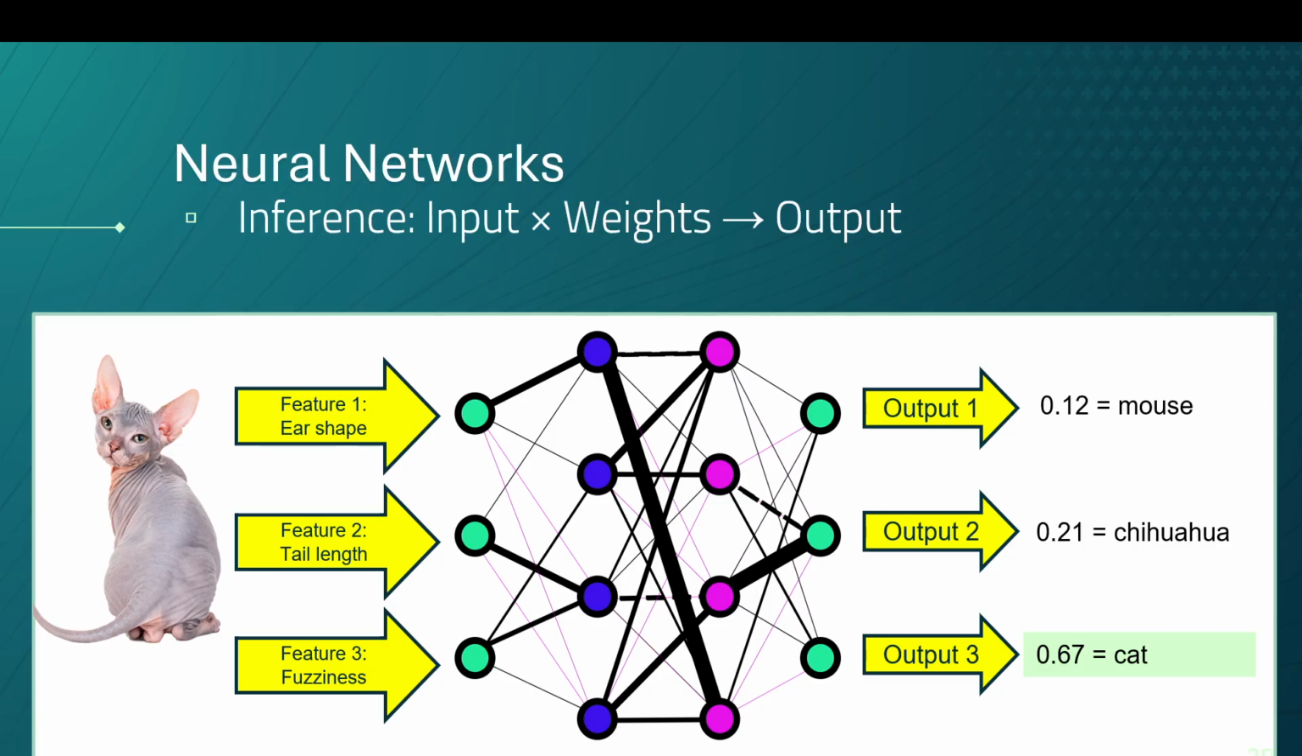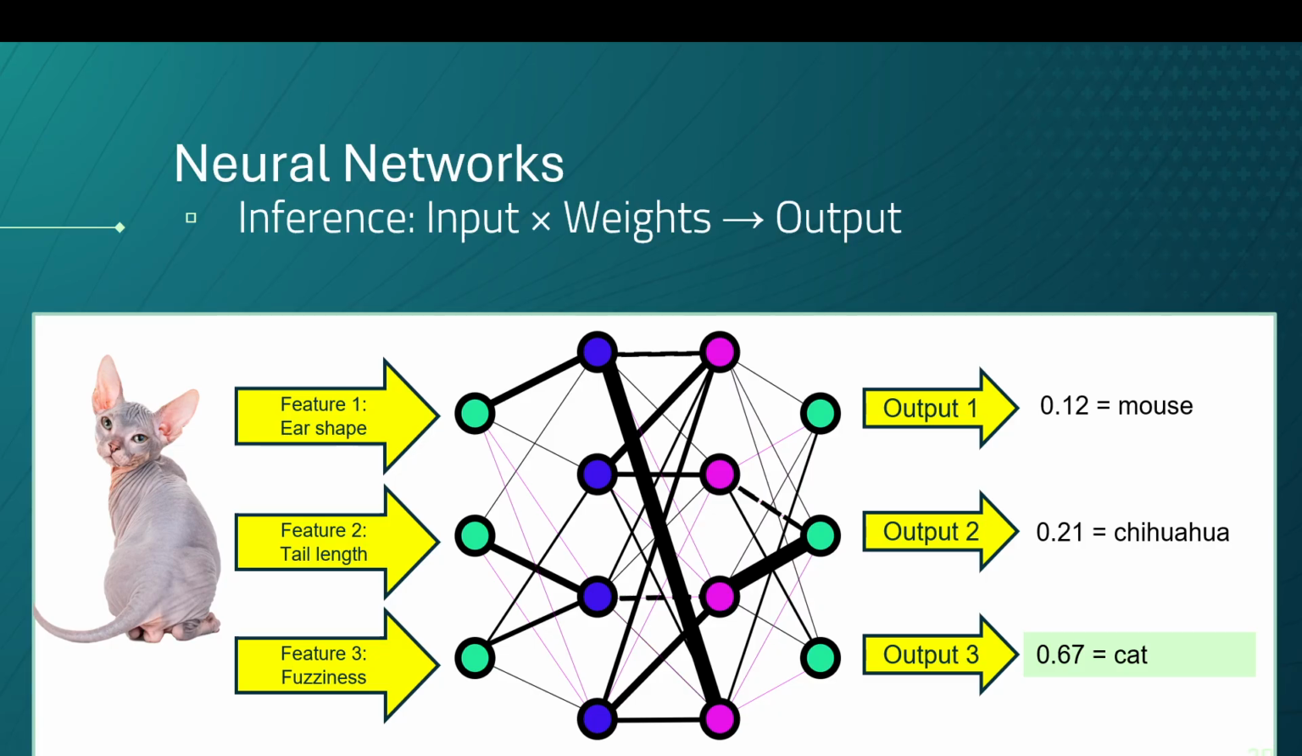At the same time, we're also going to be looking at the tail length and fuzziness. Those are three features that, for whatever reason, this algorithm, this model, has identified either through various training processes or just because we're starting based on the research. We know that those three features can help us identify what kind of creature this is.